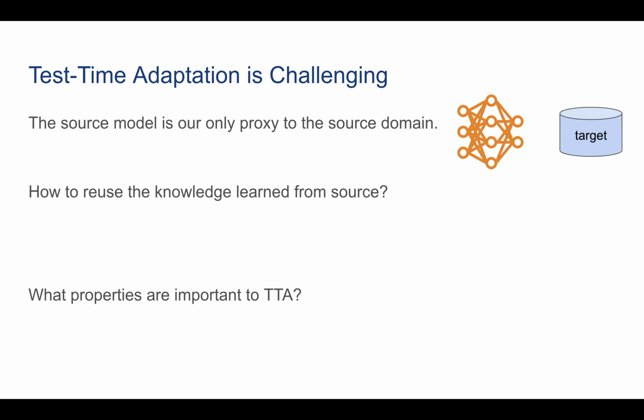However, what makes test time adaptation appealing also makes it challenging, because now the source model is our only proxy to the source domain. So, how should we reuse the knowledge learned from the source? And, apart from getting strong performance, what properties are also important in TTA algorithms?